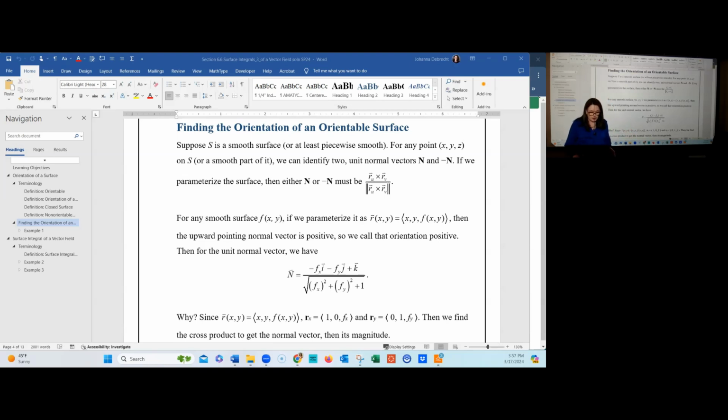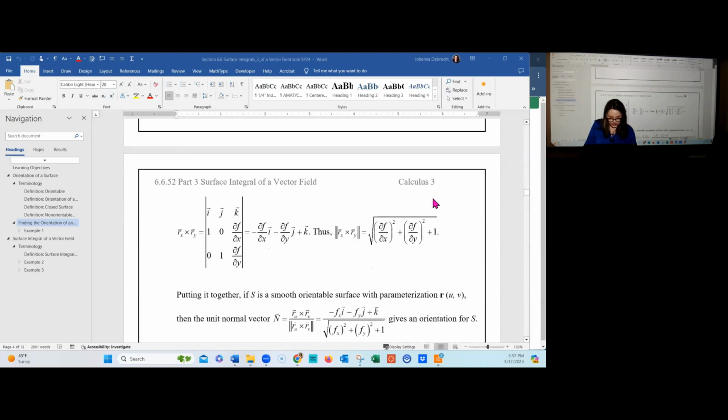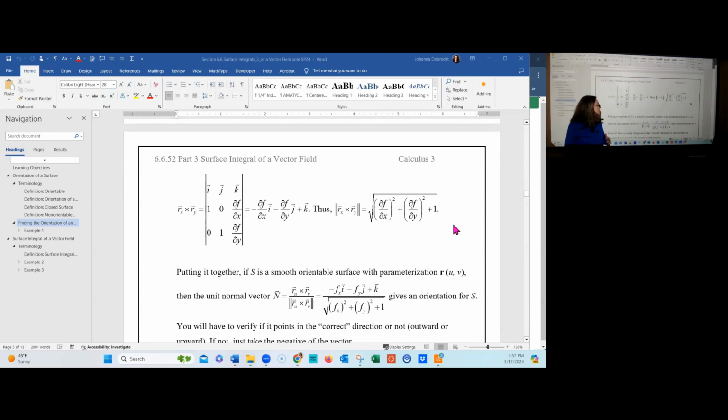We take the cross product of the two vectors. Then we'll find its magnitude. To find the cross product of the two vectors, form the pseudo 3x3 matrix where row 1 is i, j, k, row 2 is the partial derivative of r with respect to x, 1, 0, partial of f with respect to x, and row 3 is the partial of r with respect to y, 0, 1, partial of f with respect to y. Then evaluate the pseudo determinant of your pseudo 3x3 matrix.